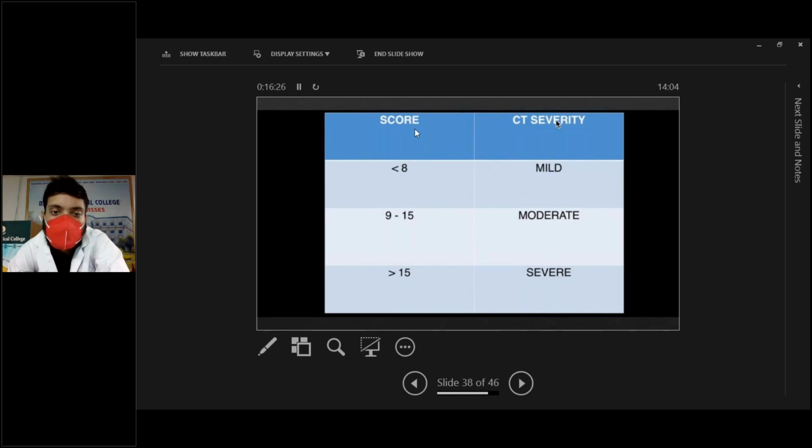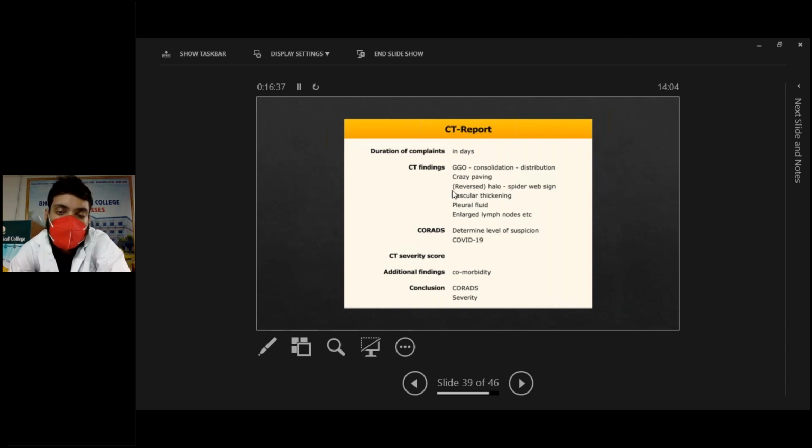And then the total score, if it is less than 8, is called a mild variety. If it is 9 to 15, it's called a moderate variety. And more than 15, we call it a severe case. So this is the summary.